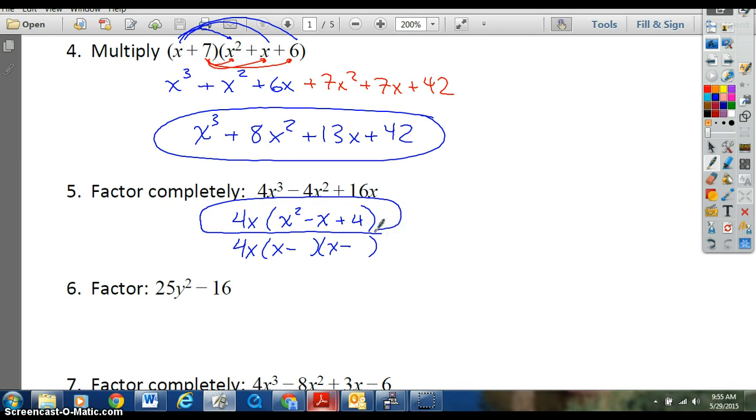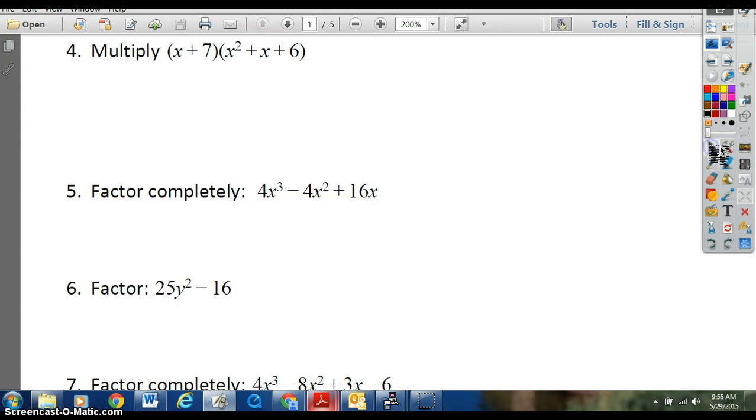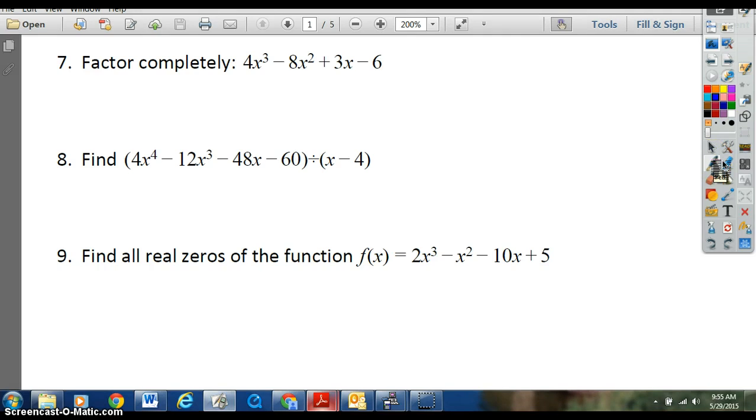Okay, moving right along. Jumping down here to factor this guy. This is a difference of squares, basically. So 5y plus 4 and 5y minus 4. That one would be complete. No GCF. Right? Let's jump to 7, 8, 9.